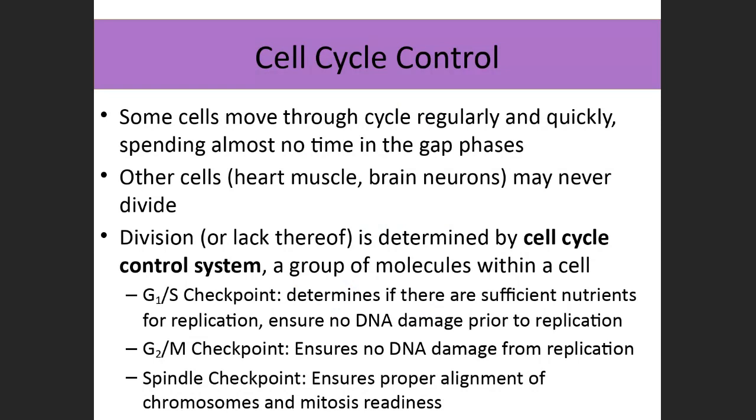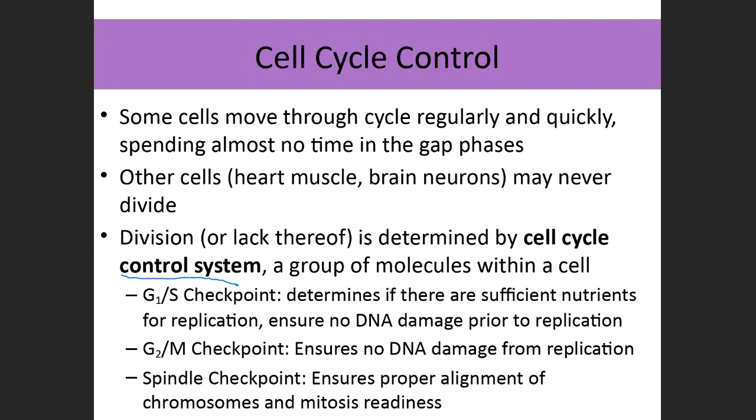Whether they're dividing a lot or not is determined by this control system. There is this internal control system that says, okay, you get to divide now, or no, just grow and do your stuff and don't divide. So there are these different checkpoints and controls that will make sure cells are on the right cycle.